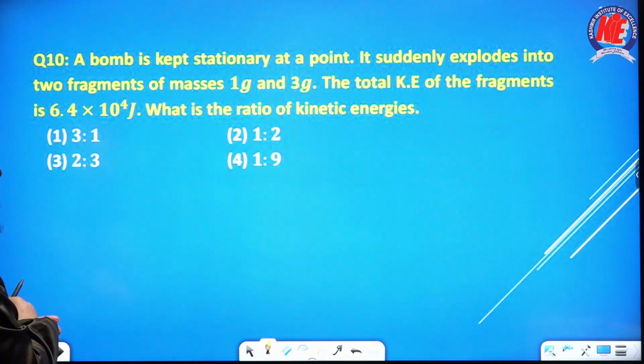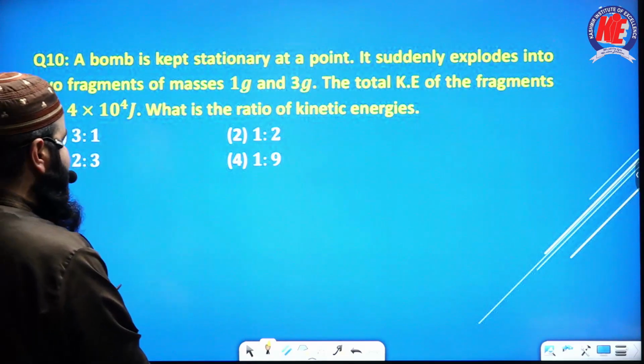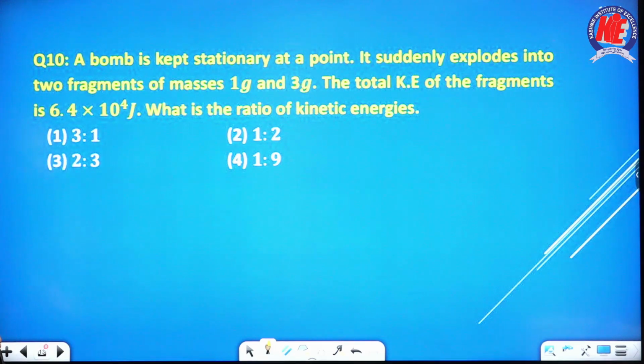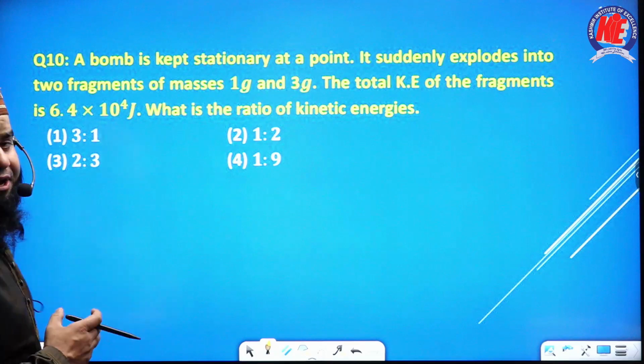A bomb is kept stationary at a point. It suddenly explodes into two fragments of masses 1 gram and 3 gram. The total kinetic energy of the fragments is 6.4 into 10 raised to power 4 joules. What is the ratio of kinetic energies?